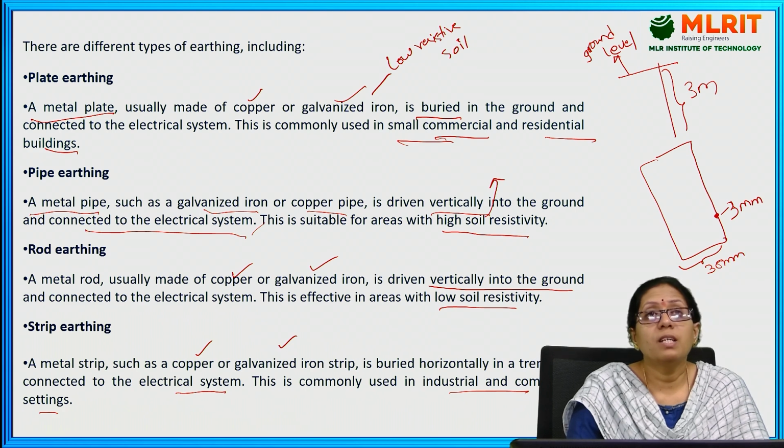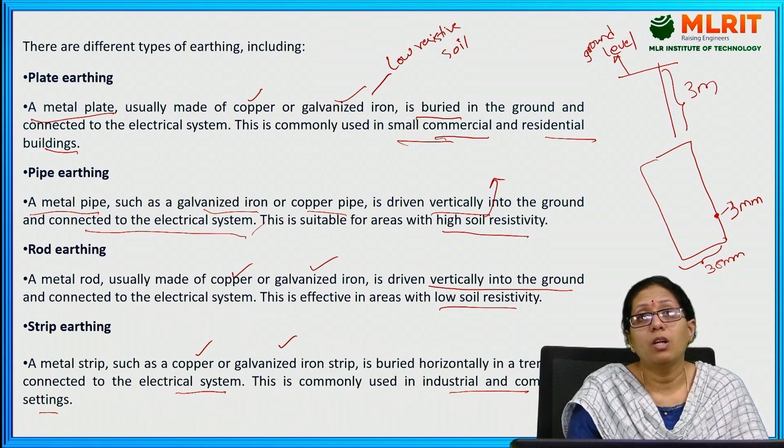So here you can see different types of earthings, that is plate earthing, pipe earthing, rod earthing and strip earthing.